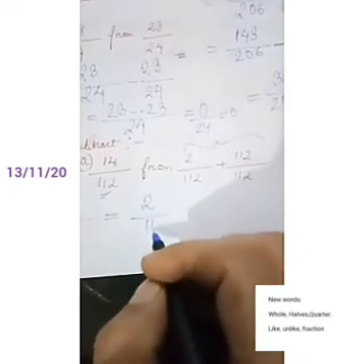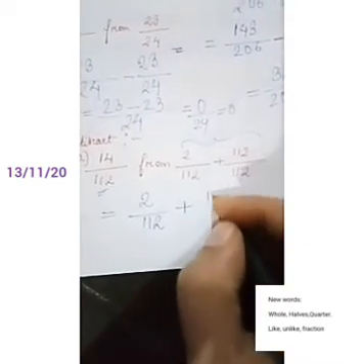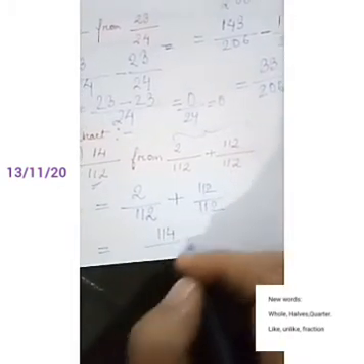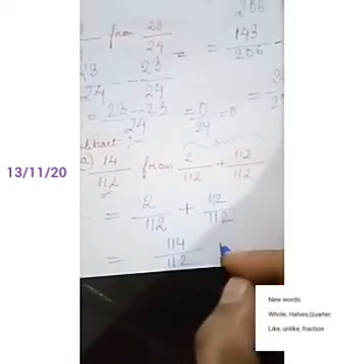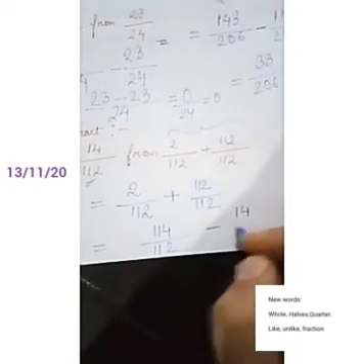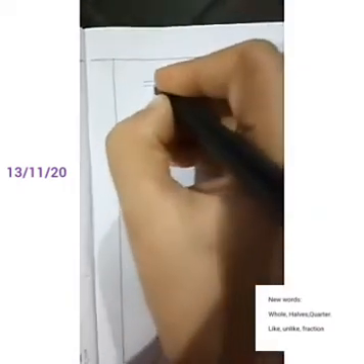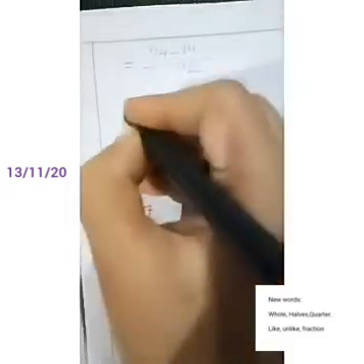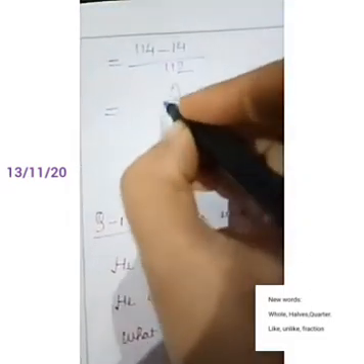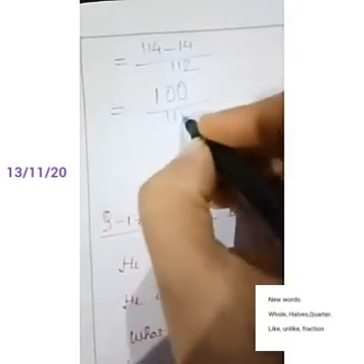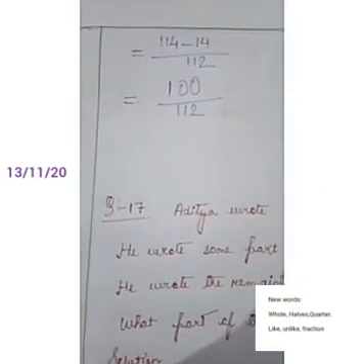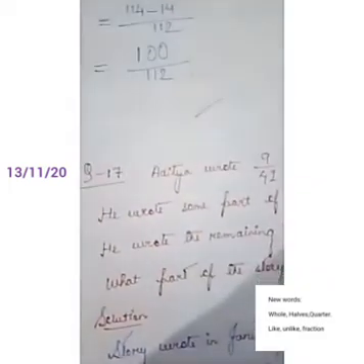2 by 112 plus 112 by 112. So I'll get 114 by 112. Now I'll subtract what? This 14 by 112. So 114 minus 14 by 112. So what I'll get? 0, 0, 1. 100 by 112. This is the answer. Now question number 17 is given here.